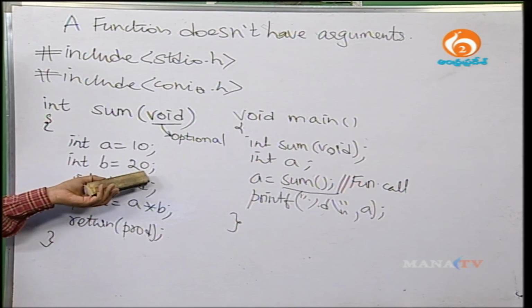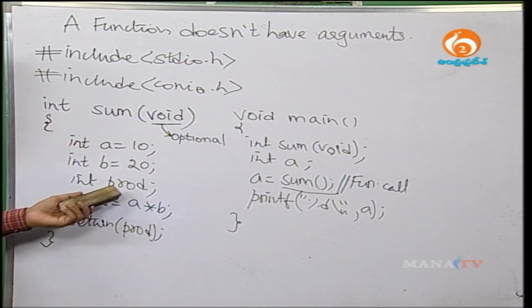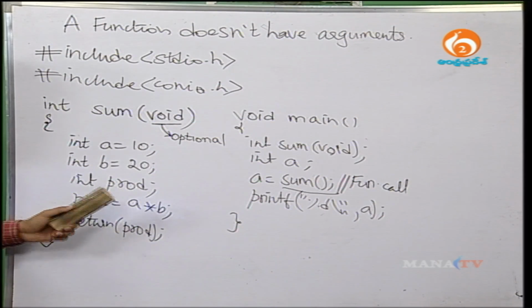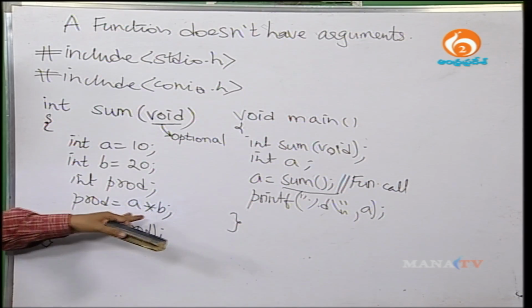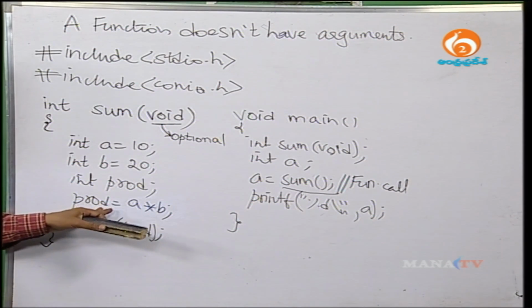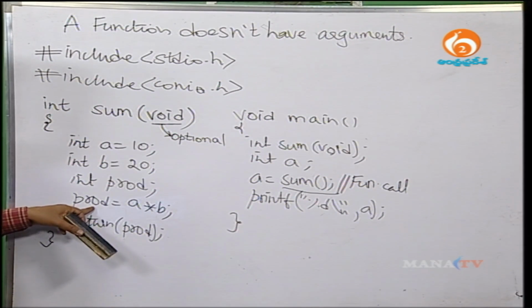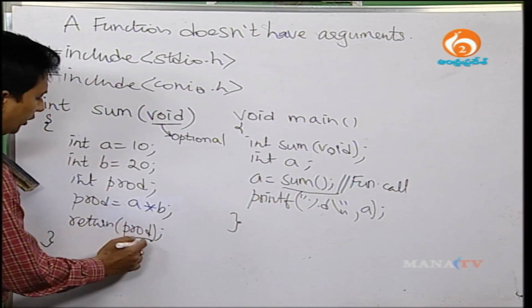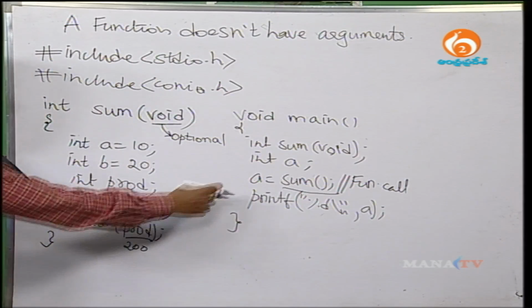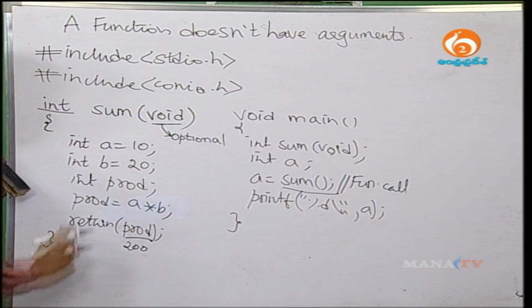Here 10 and 20, 10 is stored in A, 20 is stored in B. Product, the third variable, is also created somewhere in the memory. Next, product equals A into B, this 10 into 20, and the value is stored into product. This product value is returned to the calling function. Here 200 is an integer value, so the return type is integer.